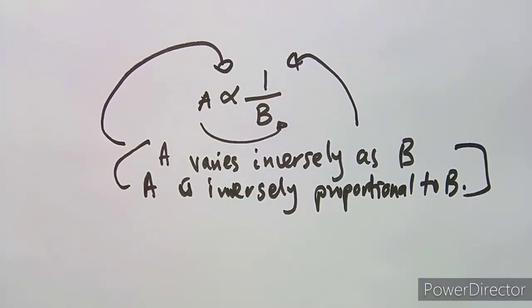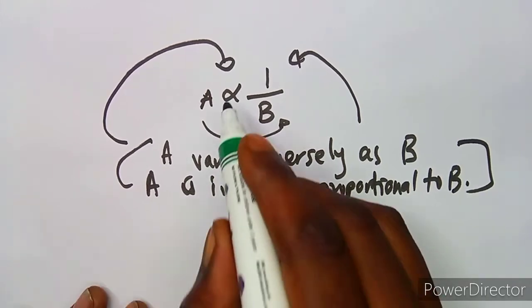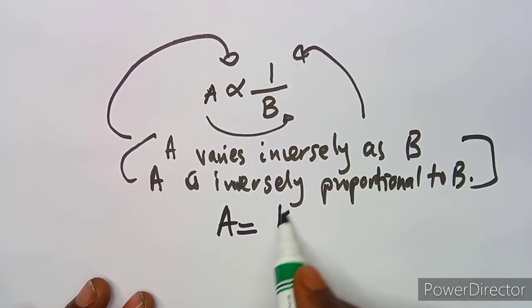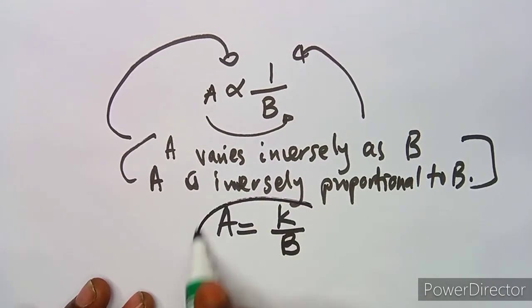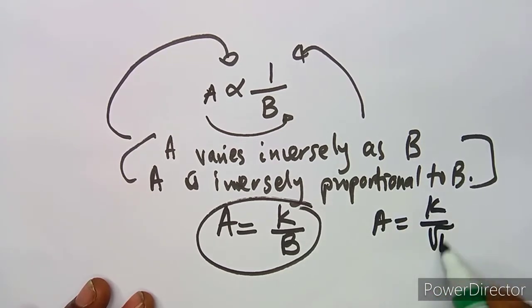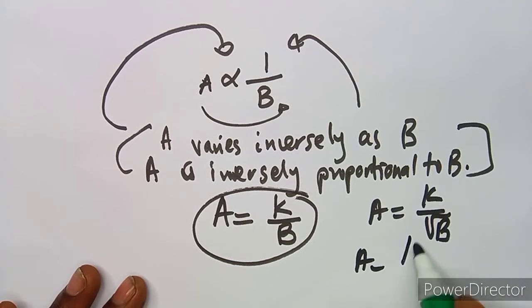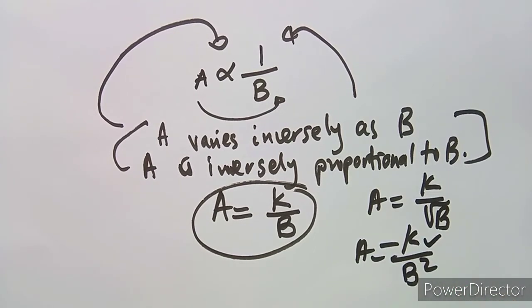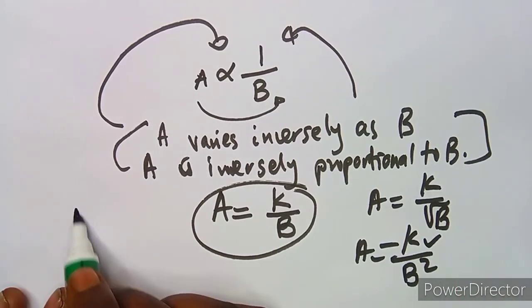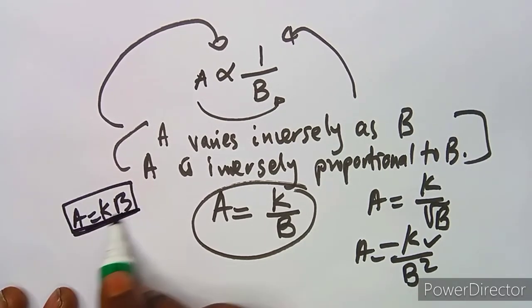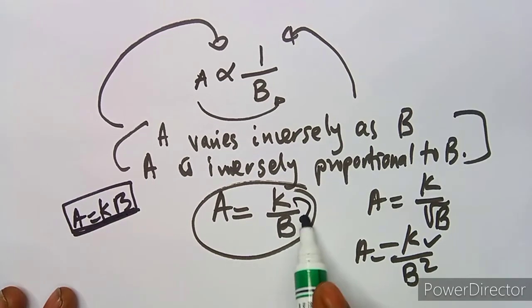Then what's the next thing? Just like in direct variation, you have to introduce the equal sign and the constant. The moment you introduce the equal sign and the constant, it will be K over B. It can be K over the square root of B, or K over B to the exponent of 2, or whatever they give you, but it's going to be K over. That is opposite to direct variation, where K and B were multiplying. This time you are dividing.